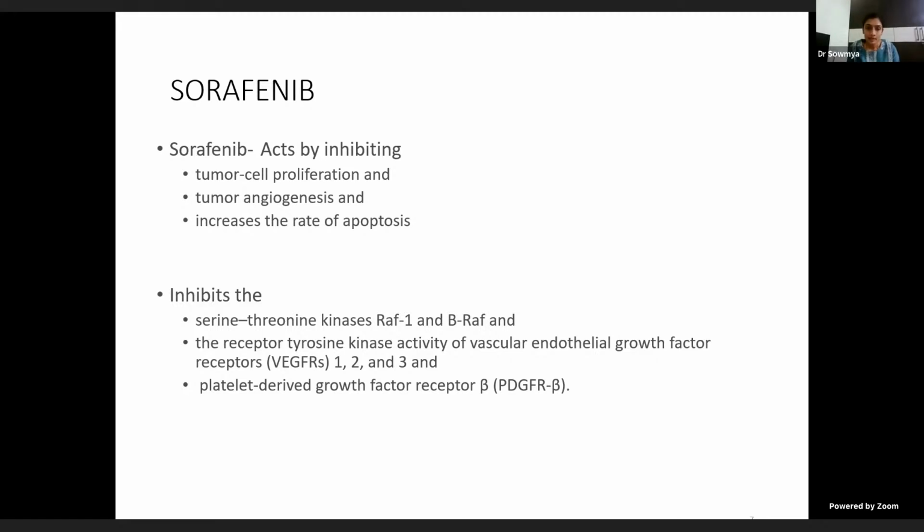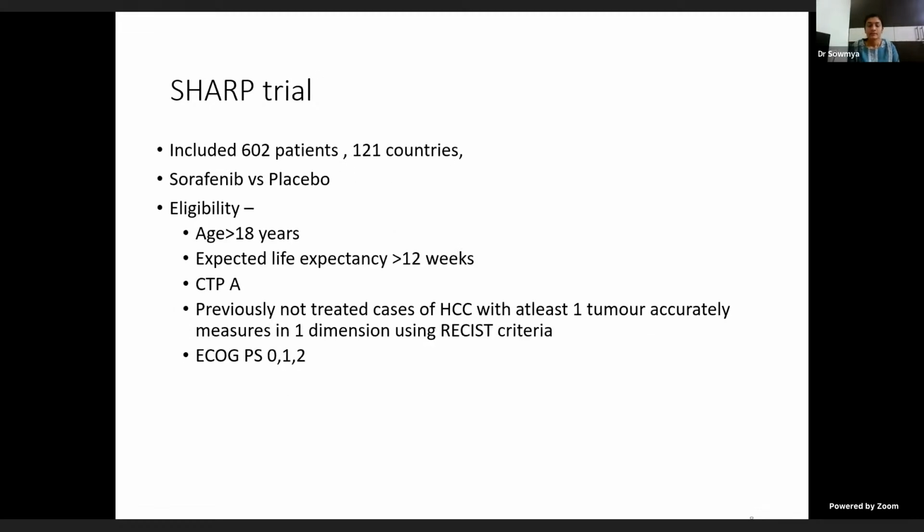Coming to the first drug, that is sorafenib, it acts by inhibiting tumor cell proliferation, tumor angiogenesis, and increases the rate of apoptosis. It inhibits the serine threonine kinases RAF1 and BRAF and the tyrosine kinase activity of VEGF receptors 1, 2, 3 and PDGF receptor beta. This was approved in the year 2007, where the efficacy was proven by the SHARP trial, which was a phase 3 multi-center randomized controlled trial, which compared the efficacy of sorafenib with a placebo.